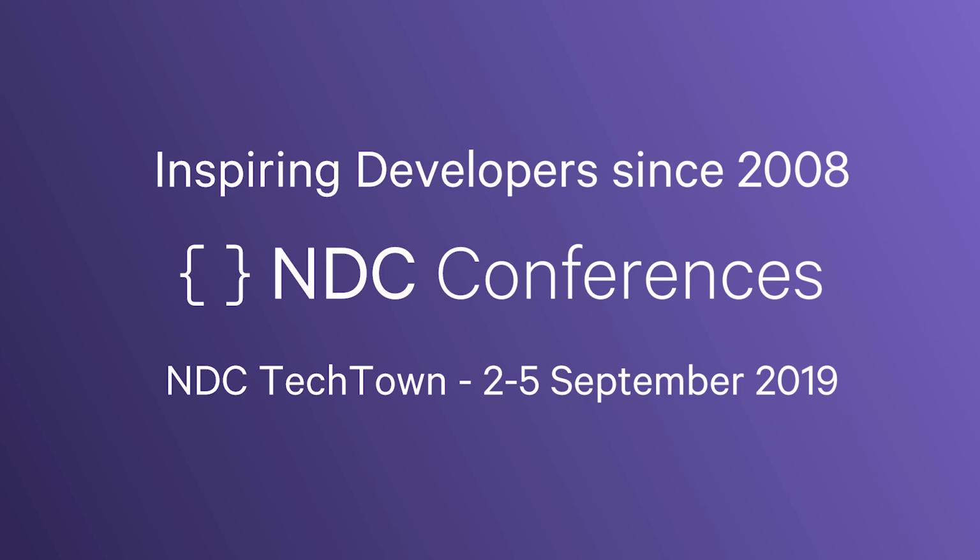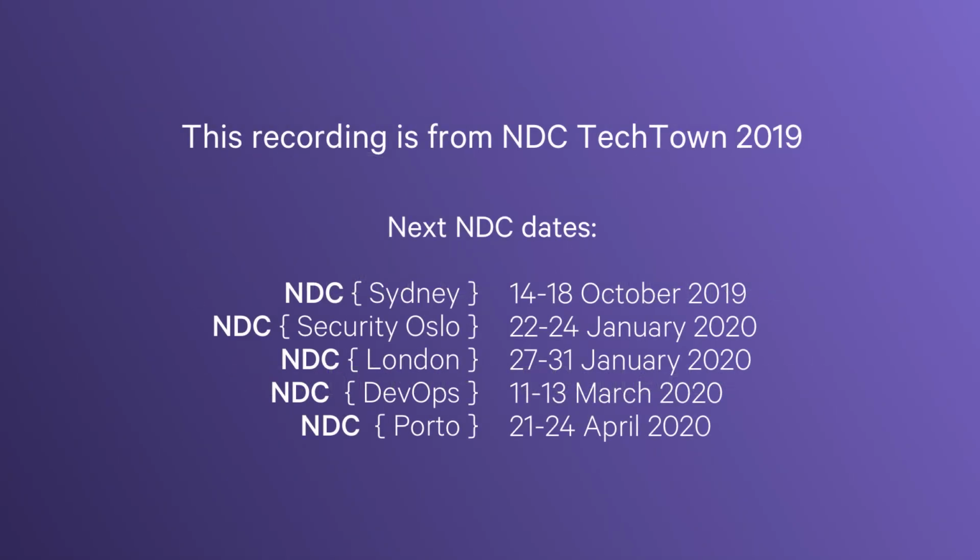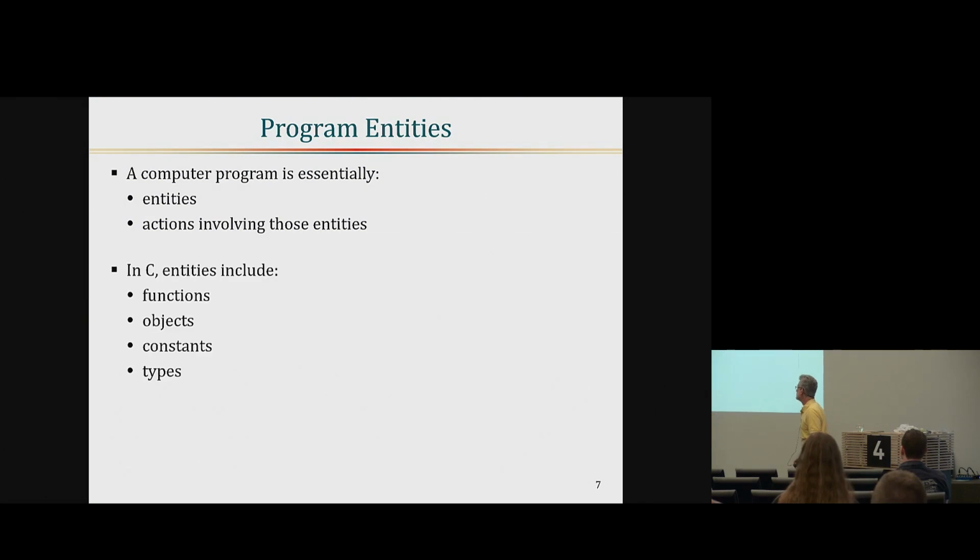So a computer program is essentially the collection of entities and actions on those entities. And the kinds of entities I'm talking about are things like, in C, functions, objects, constants, types. In C++, we also have namespaces, templates. And in fact, if you look in the C++ standard, there's an even larger list of the sort of things. But you get the idea when I talk about an entity.